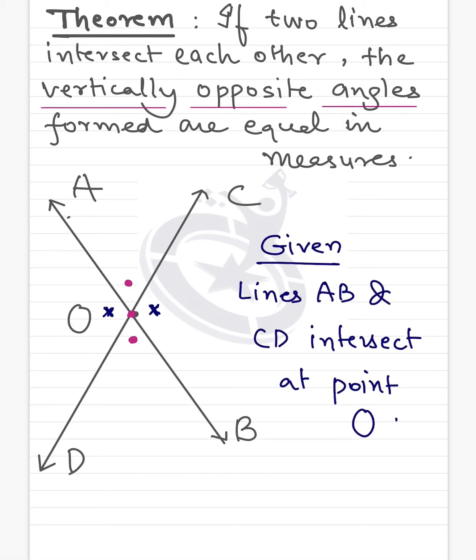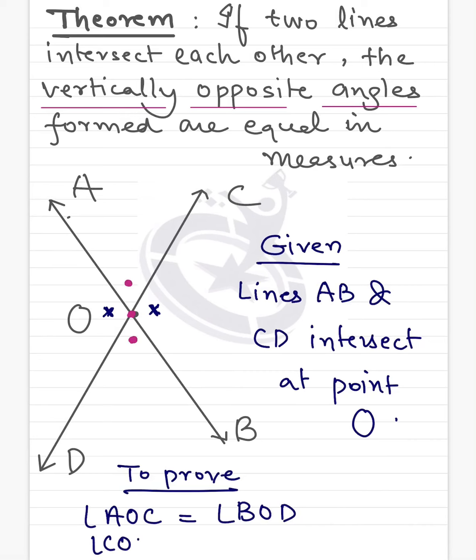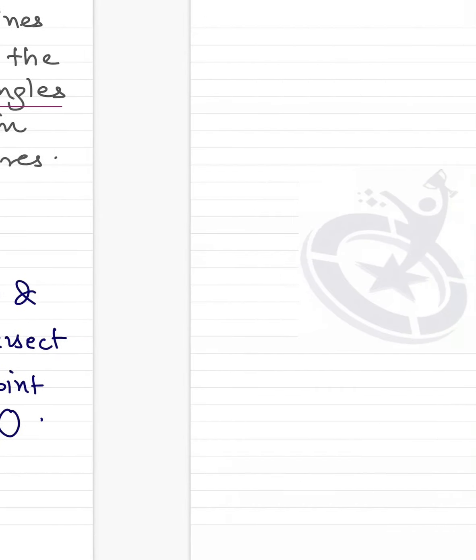That means you have to prove, what to prove? Angle AOC is equal, or congruent, to angle BOD, the first pair of vertically opposite angles. And the second pair is angle COB is equal to angle AOD. So this is to be proved. Now to prove this, we use the linear pair property. Clear? So I'll start the proof here.